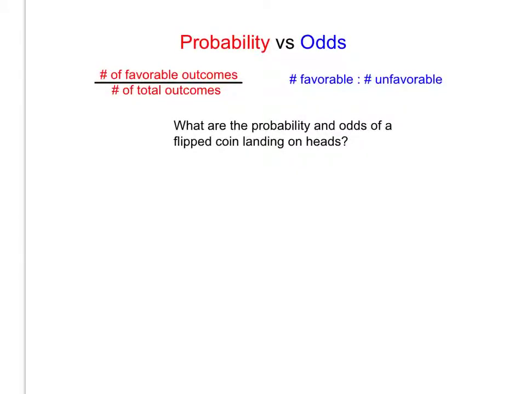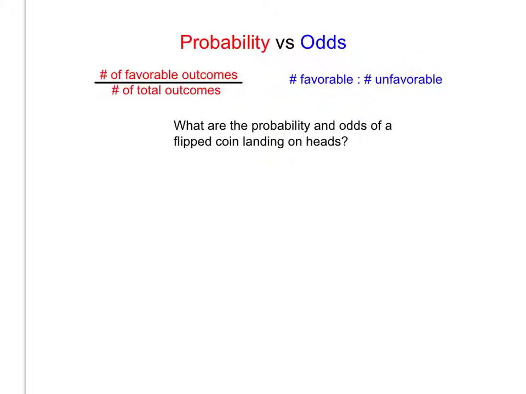Probability versus odds. You have to know the difference between these. Probability is a ratio. It's written like a fraction typically or a percentage. It could be a decimal too, but it's a ratio of what we call the number of favorable outcomes compared to the number of total outcomes. We'll talk about what that means.